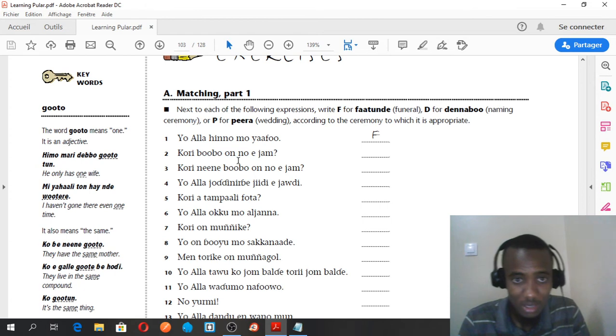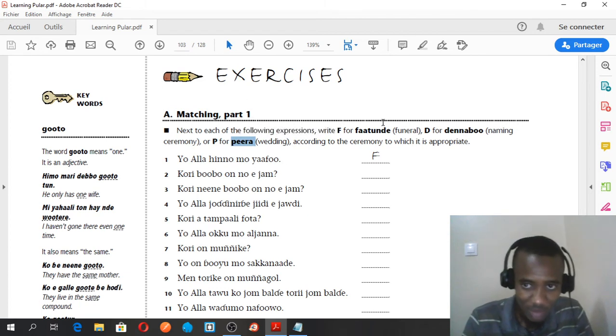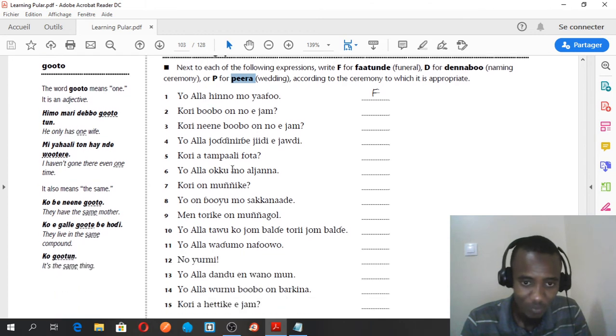Okay, this is exercise one, where you say which phrase refers to a pera. Pera means wedding. Remember, deogal, pera, same. Fatunde, den nabo, or pera. So you put kori omunike, for example. It's what? Kori omunike. That's for fatunde. You have to put F here.